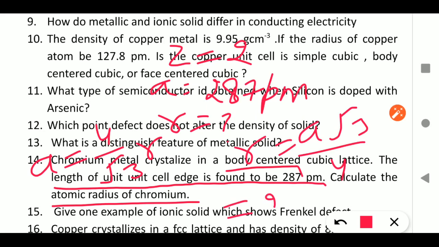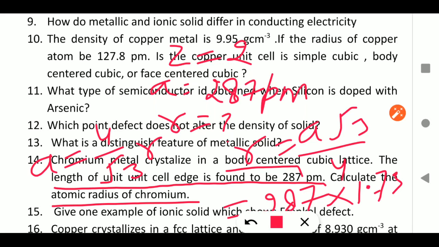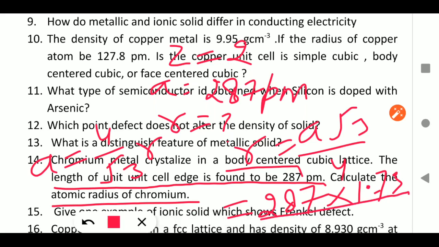So A is 287. There is no need to convert it into centimeter because we are not calculating density. And the value of root 3 is 1.732, and it will be divided by what? It will be divided by 4. Okay, so you will find the answer.